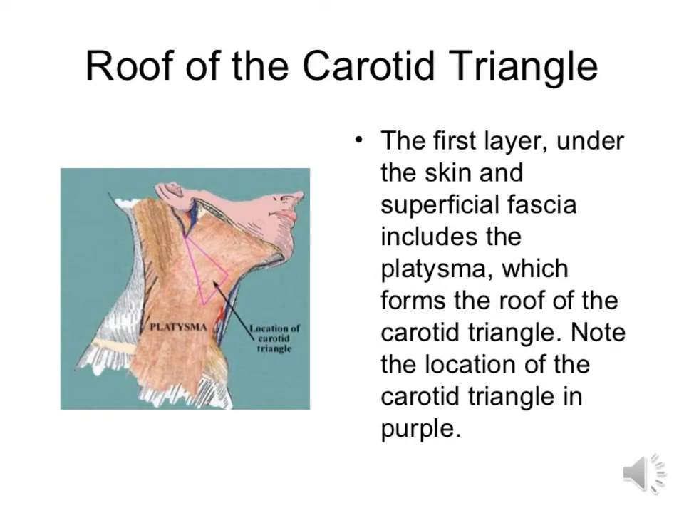The roof of the carotid triangle. The first layer under the skin and superficial fascia includes the platysma, which forms the roof of the carotid triangle. Note the location of the carotid triangle in purple. Like the other triangles, the roof consists of the skin and the superficial fascia, the platysma muscle, and then the deep fascia.